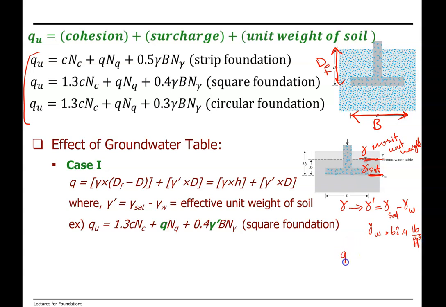Also, instead of Q being gamma dF, now we have Q as gamma H plus gamma prime D. This distance is H from the top of the soil to the top of the groundwater table, and from groundwater table to the bottom of footing is D.